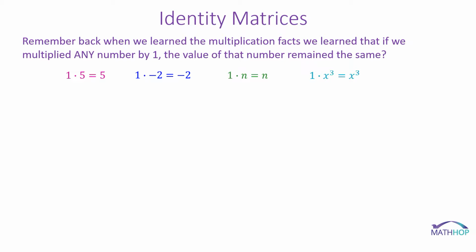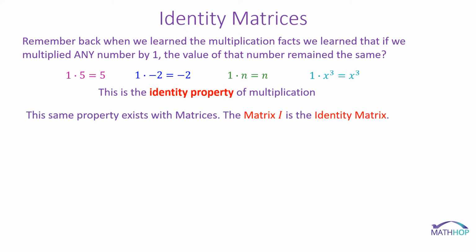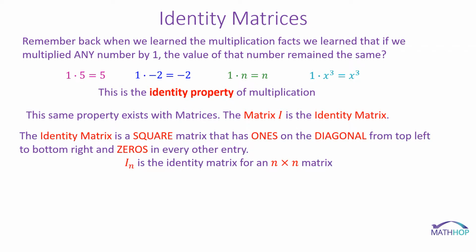And eventually our teacher threw the term identity property at us, and we learned that this was called the identity property of multiplication because multiplying by 1 kept the identity of what you were multiplying the same. All right, well, this same property exists with matrices. Now, it's not as easy as the number 1, but we do have an equivalent to the number 1 with matrices, and that is the identity matrix, denoted with a capital I. The identity matrix is a square matrix.